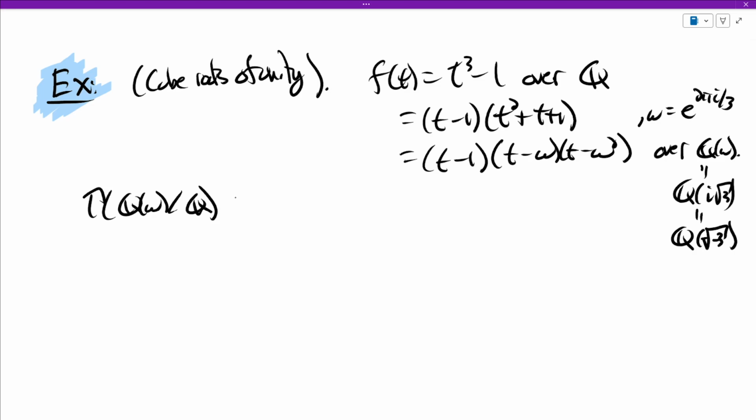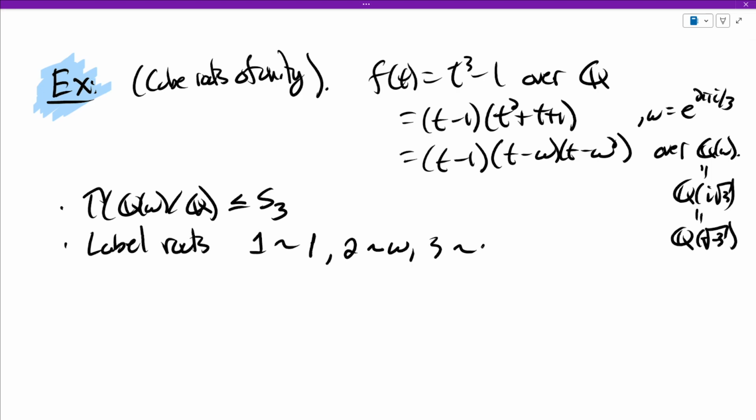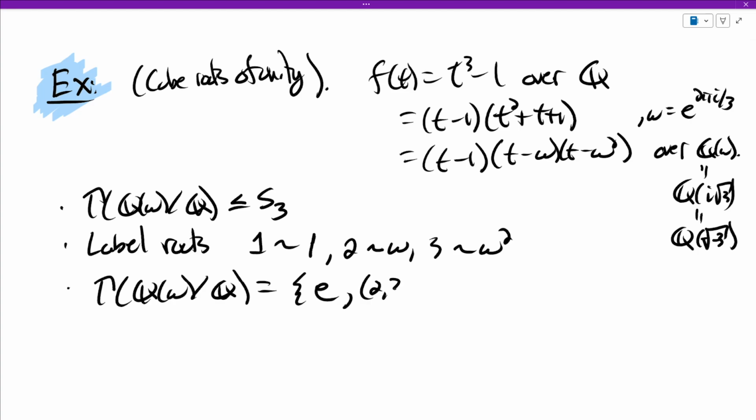Now, if we view this as a subgroup of S3, how would we label our roots? Well, it doesn't matter. We pick one way. So let's go ahead and label roots: 1 corresponds to the number 1, 2 corresponds to omega, 3 corresponds to omega squared. Now, omega and omega squared are interchanged under the Galois group. So as a subgroup of S3, this is just the identity permutation and the one that sends 2 to 3 and 3 back to 2.